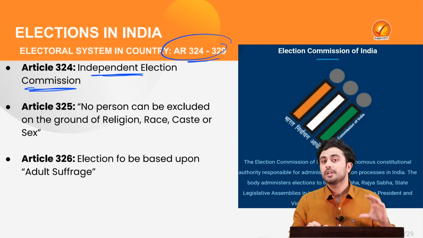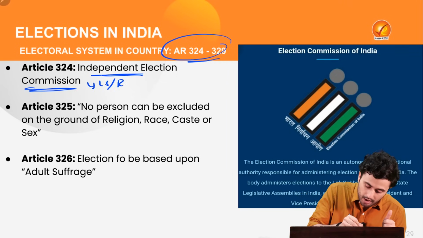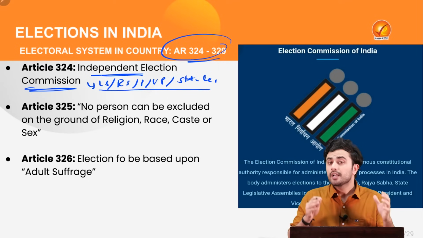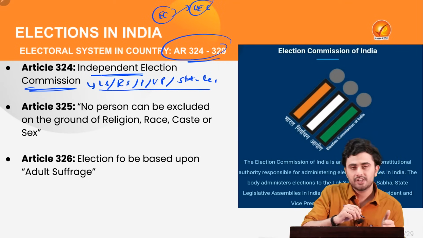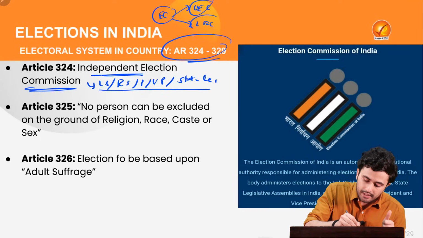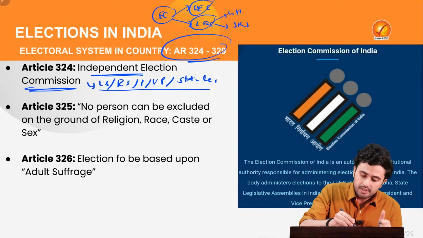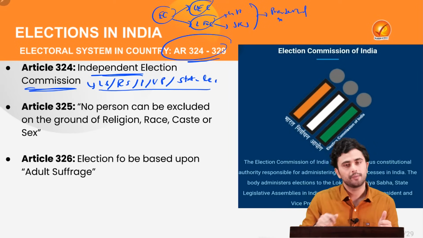The Election Commission has the power to ensure elections for Lok Sabha, Rajya Sabha, President, Vice President as well as state legislature. Currently, this Election Commission comprises a Chief Election Commissioner who is Rajiv Kumar and 2 other election commissioners who are Gyanesh Kumar and Sukhbir Singh Sandhu. These election commissioners are appointed by the President of India.